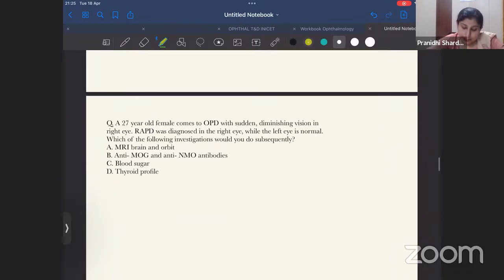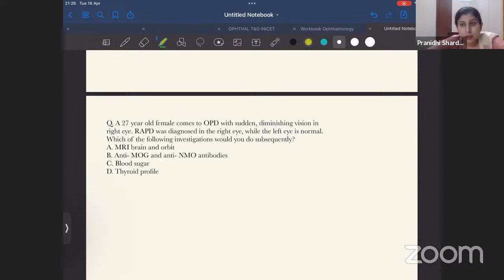The next question is, a 27-year-old female comes to OPD with sudden diminishing vision in the right eye. RAPD was diagnosed in the right eye while the left eye is normal. Which of the following investigations would you do subsequently?